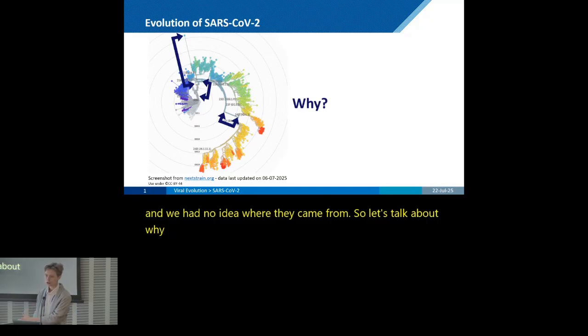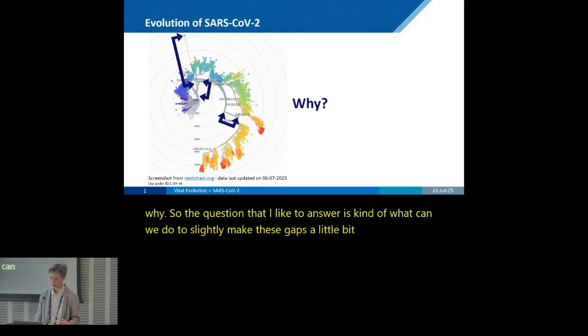So the question that I like to answer is what can we do to make these gaps a little bit smaller? And there's basically two ways to do that. We can either get more informed with biology, or we can simply throw more data at the problem. So the biology informed our patient selection.